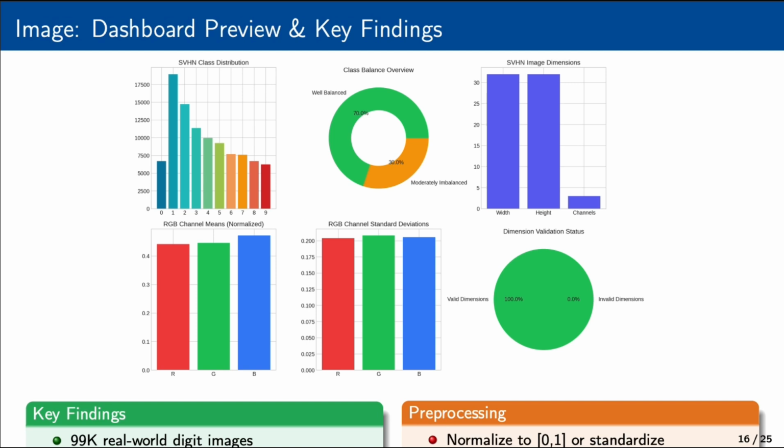For preprocessing, we recommend normalizing pixel values to the 0 to 1 range, or applying channel-wise standardization, and applying data augmentation techniques to help the model generalize, especially for underrepresented digit classes.